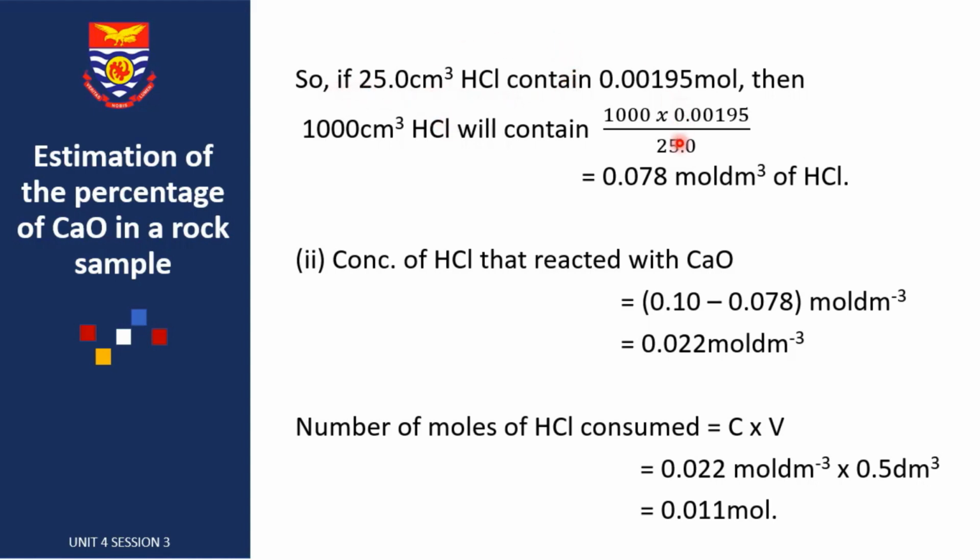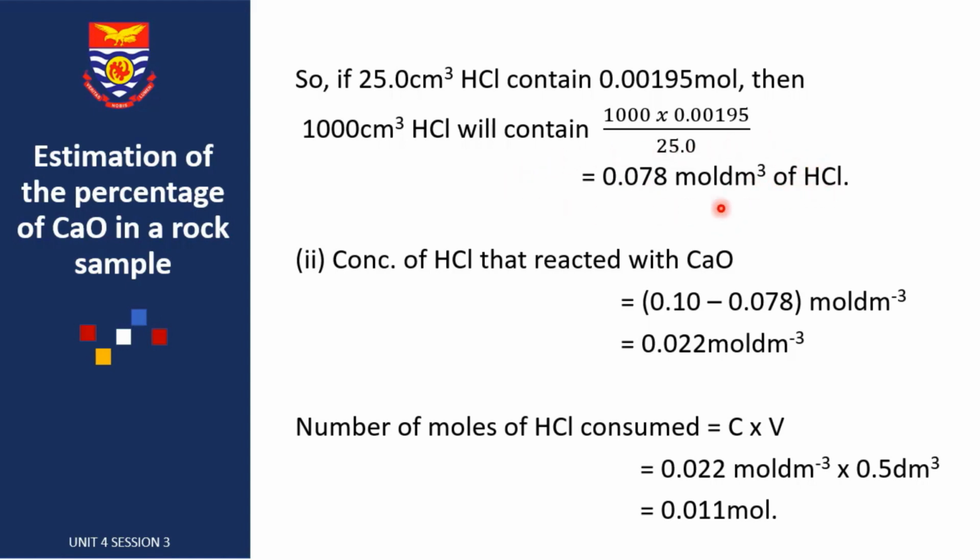And we have to change this volume and these moles into 1000 cm cube or 1 dm cube to get the concentration. There are multiple ways of approaching this, but here once again we go by the first principle: if 25 is equal to 0.00195, then 1000 is equal to what? So we are going to get 1000 times the moles over the volume of the acid used, and that gives us 0.078 mole per dm cube of the acid.